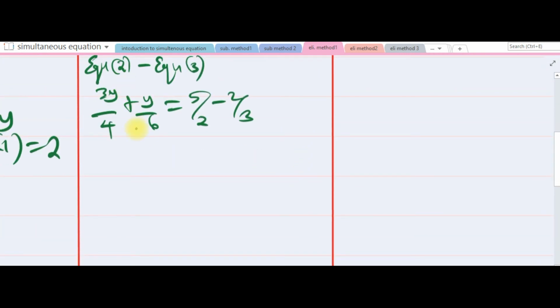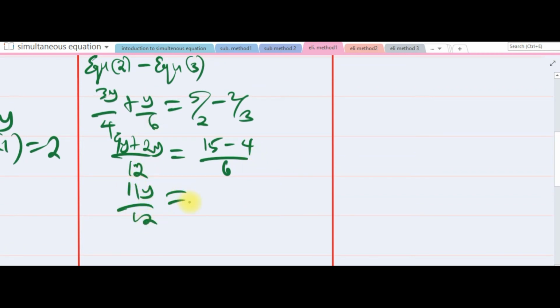So this, the LCM is 12 here. So we have 9y plus 2y equals, the LCM here is 6, so 15 minus 4. So we have 9y plus 2y is 11y over 12. Sorry, this is 11 over 6. So 11y over 12 equals 11 over 6.